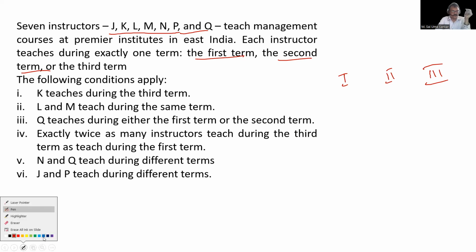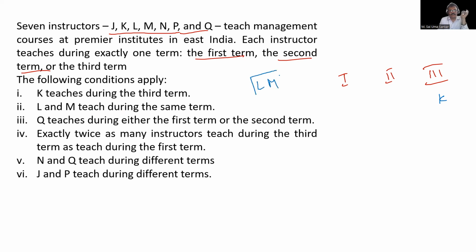Okay, just note down. K teaches during the third term. L and M teach during the same term. Q teaches during either the first term or the second term. Exactly twice as many instructors teach during the third term as during the first term.